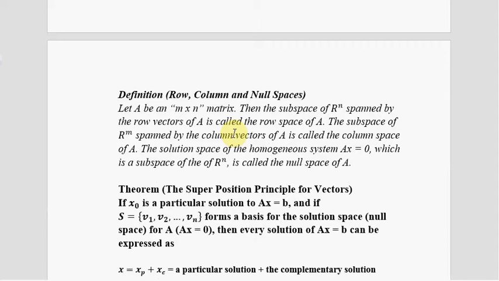So here, the solution space of the homogeneous system, what's the homogeneous system? Ax equal to 0, that's what it means, which is also a subspace of Rn. It's called the null space. So you can simply say, the solution space for the homogeneous system is the null space.